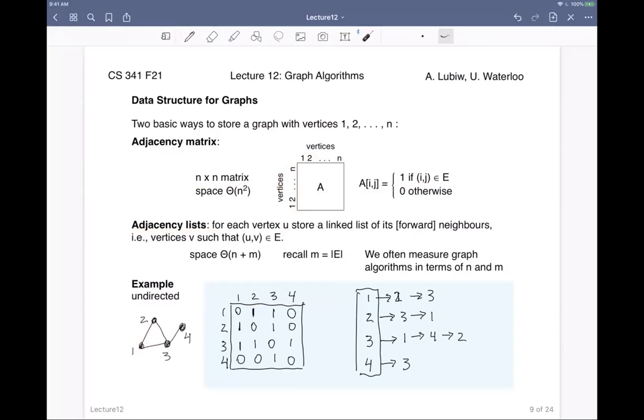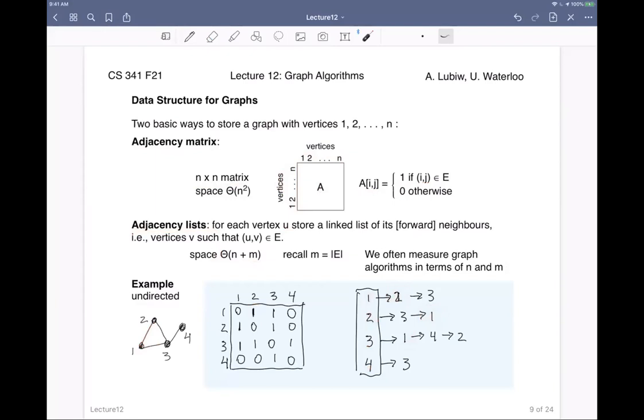Now, an advantage of the adjacency list structure is that the size behaves like theta n plus m. So I have a number of vertices down here, and every edge, for example, the edge 1, 2, is appearing in two places in this list, right? From 1 to 2 and from 2 to 1. So I'm recording every edge twice, essentially.